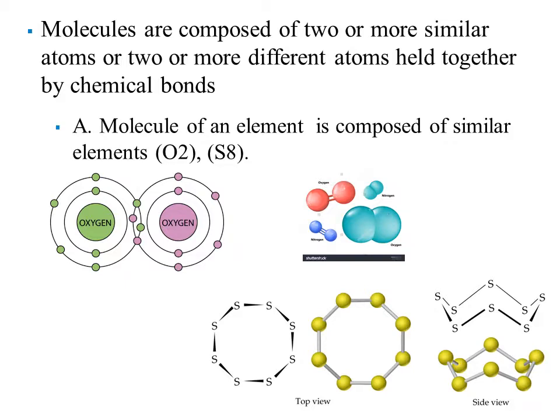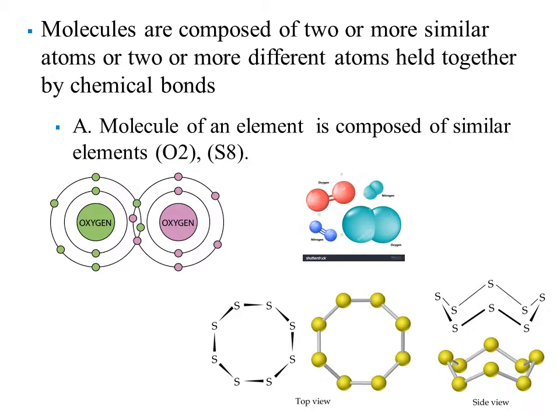Molecules are composed of 2 similar atoms, or they can be composed of 2 different atoms. These groups of atoms will be held together by chemical bonds. In the image below, I have several examples of molecules of an element. The first one is O2. O2 would be 2 oxygen atoms covalently linked together.